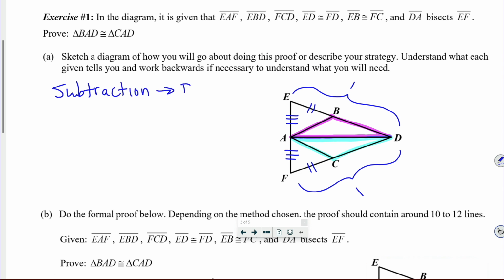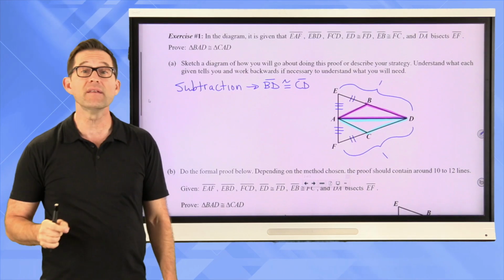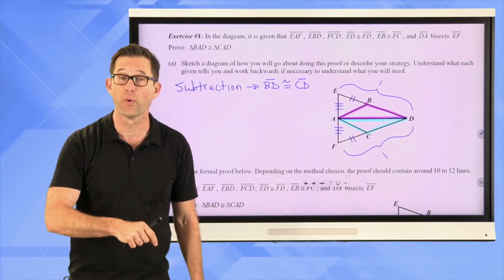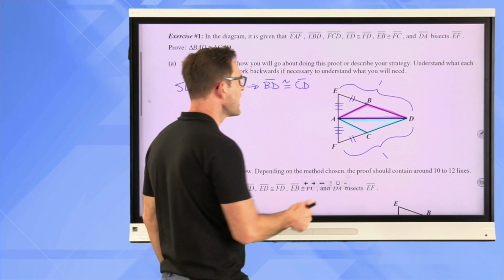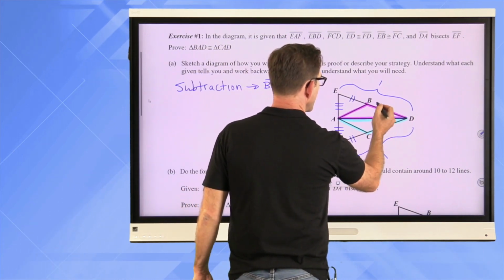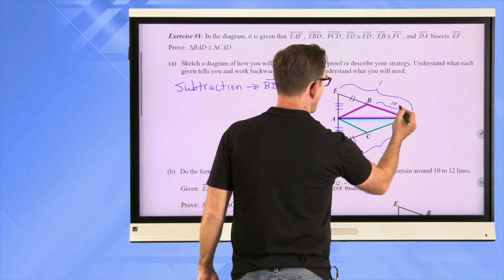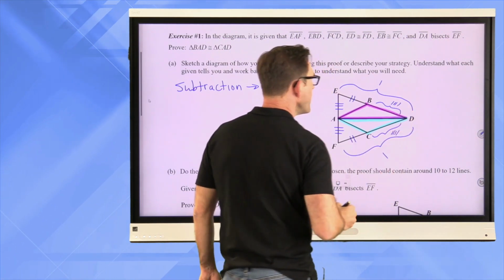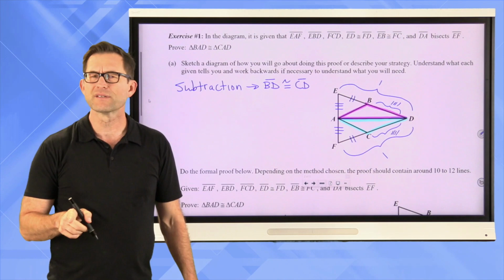Subtraction is going to allow me to eventually prove that BD is congruent to CD. And that's important because BD and CD are parts of the triangles that I'm trying to prove congruent, right? So I can eventually get that these two are congruent, right? Wow, that's a lot. Now, what else can I do?